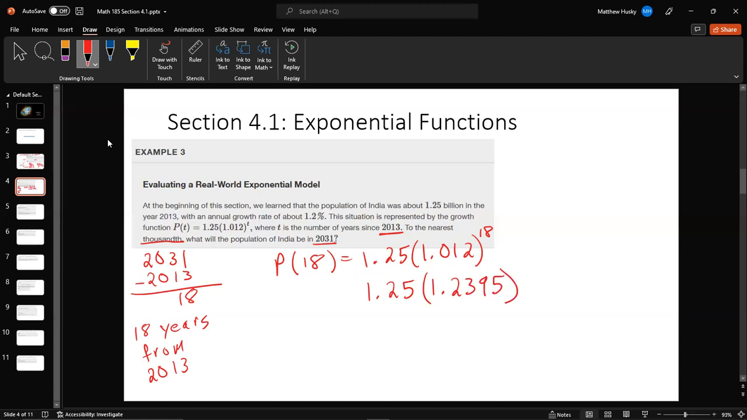And then if you multiply that by 1.25, that's going to give you 1.549 if you round that off. And fun fact, they do tell us it's starting at 1.25 billion. So then by 2031, India can expect to have 1.549 billion people. So don't just say the answer is 1.549, it's 1.549 billion. That's like the units that we're operating with here.